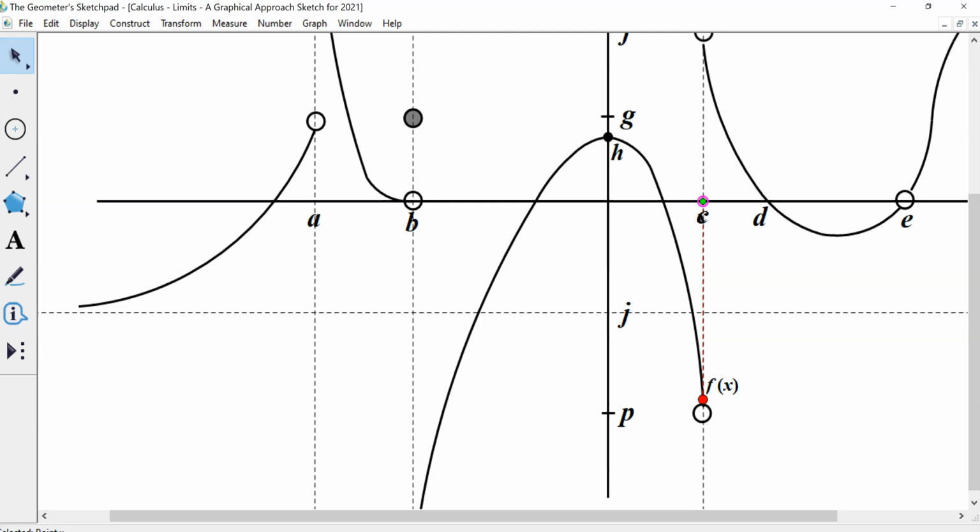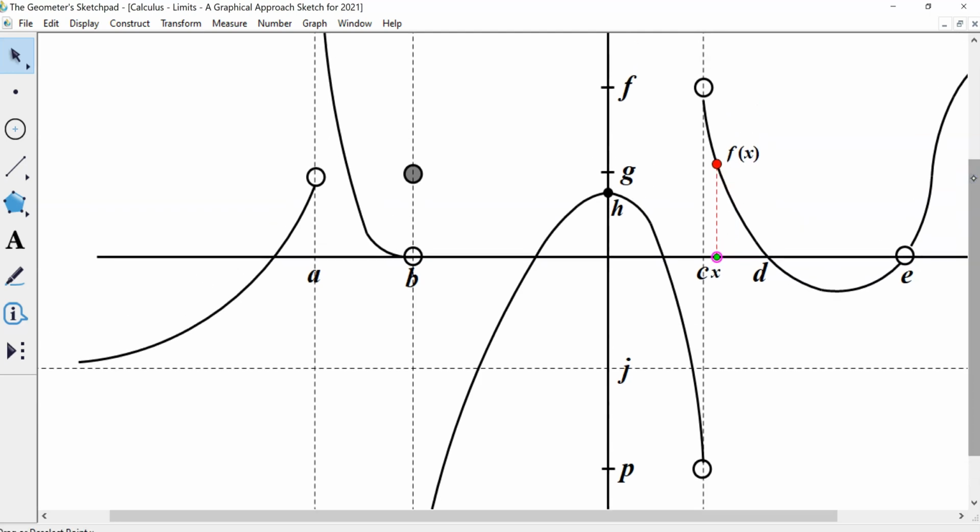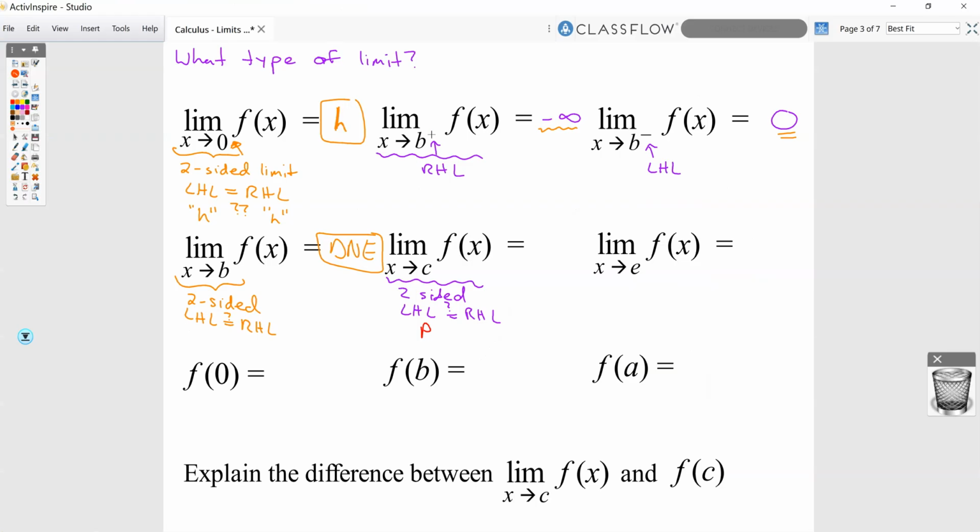All right, if I want to check the right-hand limit, I move my X value somewhere to the right of C. And then as I move it closer and closer, as X gets closer and closer to C, let me slide my graph up a little bit. So what are we getting closer and closer to equaling here? Again, notice, we're getting closer and closer to C on the right, and it's getting closer and closer to that open circle at the top, which has a Y value of F. So my right-hand limit would be F.